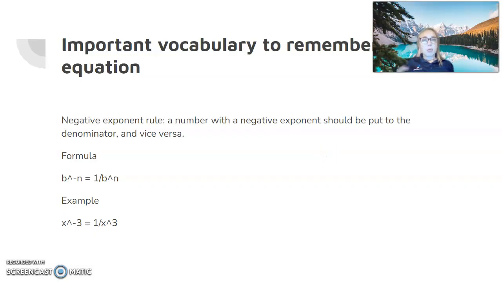Important vocabulary to remember for this equation is the negative exponent rule. A number with a negative exponent should be put to the denominator and vice versa. So the formula would look like this: b to the negative n power, and you would turn that into 1 over b to the n power. So an example would be if you had x to the negative third power, you'll turn it into 1 over x to the third power.